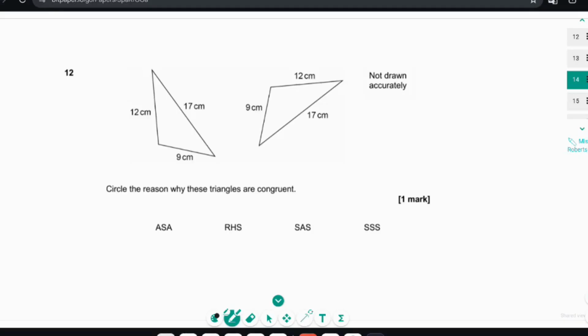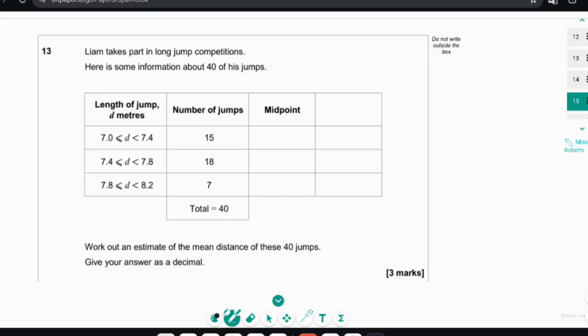Circle the reason why these triangles are congruent. We've got 12, 9 and 17, 12, 9 and 17, so SSS, side, side, side.